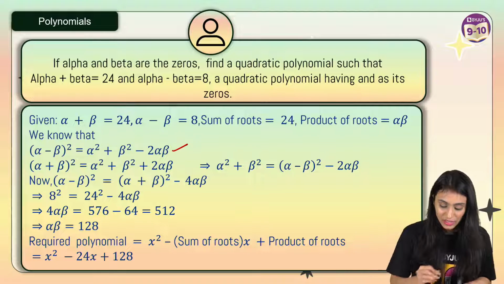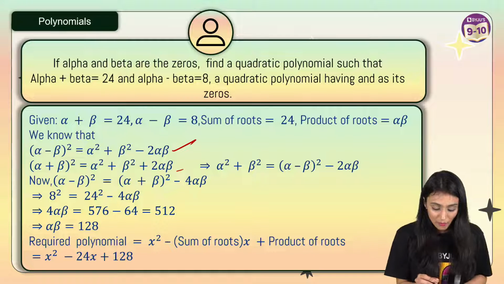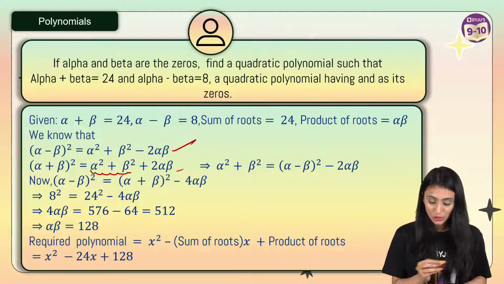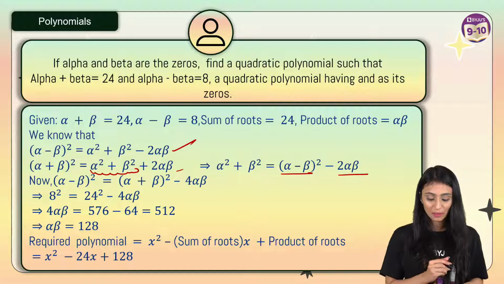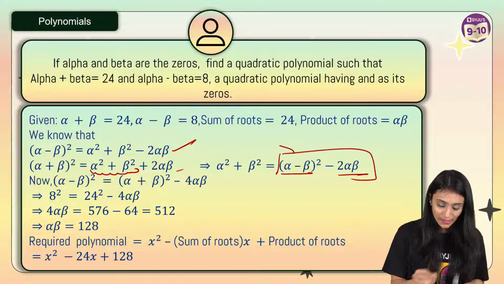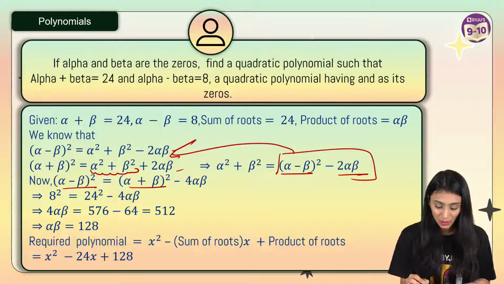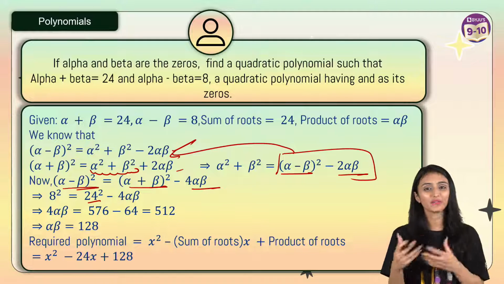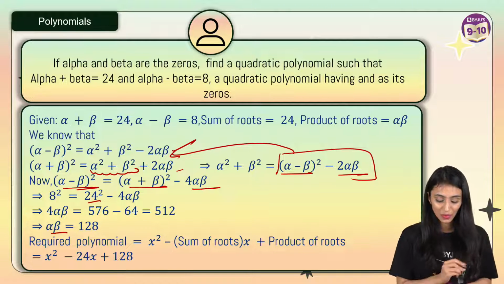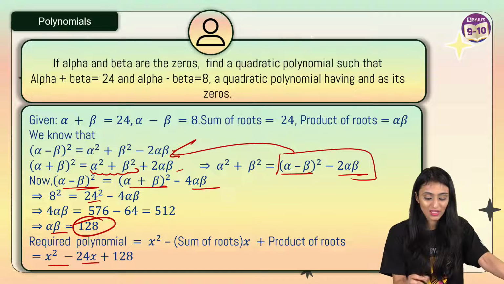Simply, I have this equation: alpha minus beta whole square is this, alpha plus beta whole square is equal to this. From here, I can take this value. That's going to be alpha minus beta whole square minus 2 alpha beta. I'm going to put this value in this equation. So this becomes alpha minus beta whole square, alpha plus beta whole square minus 4 alpha beta. I have this value, I have this value. Let's put everything here and you get alpha beta, that's 128, right? So x square minus 24x plus 128.